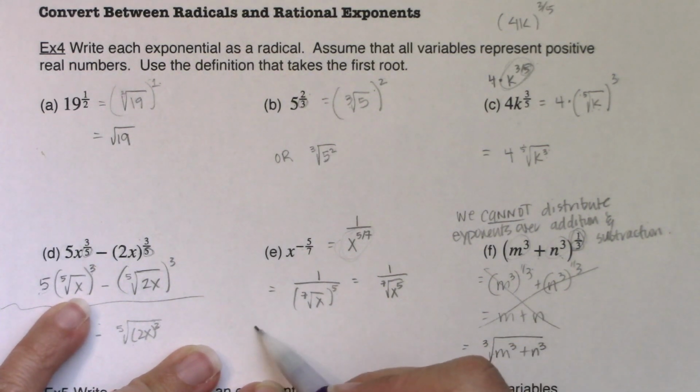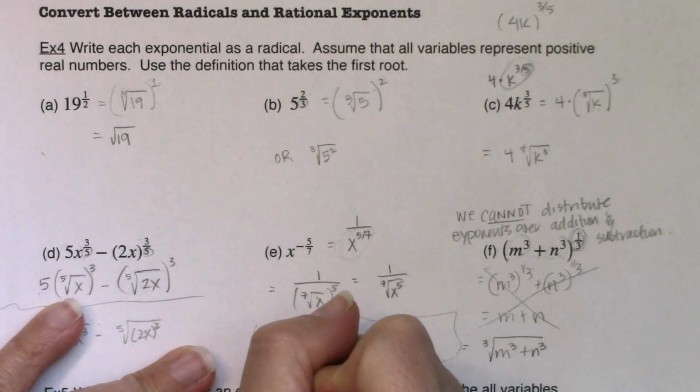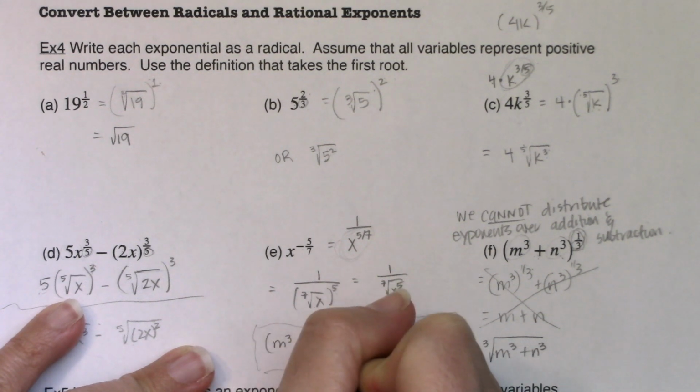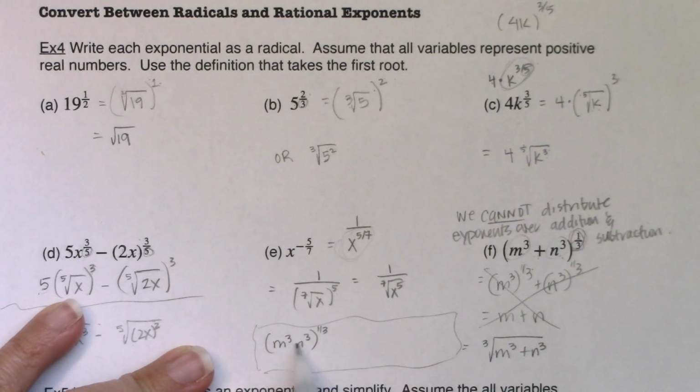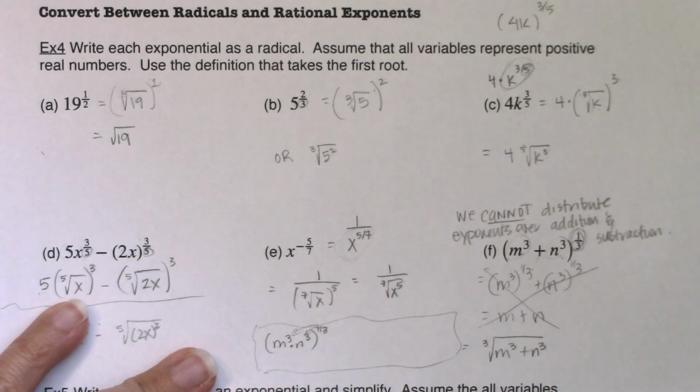And just as a side note, I'm going to put a little separation bar here. If you had something like this, if you had m cubed, n cubed, to the 1/3, right? If these two terms, it's not a binomial anymore, it's just one term. If they were separated by multiplication, then you can distribute the exponent. So that rule is fine. But if they're separated by a plus or a minus sign, you're done. You cannot distribute it. All right?